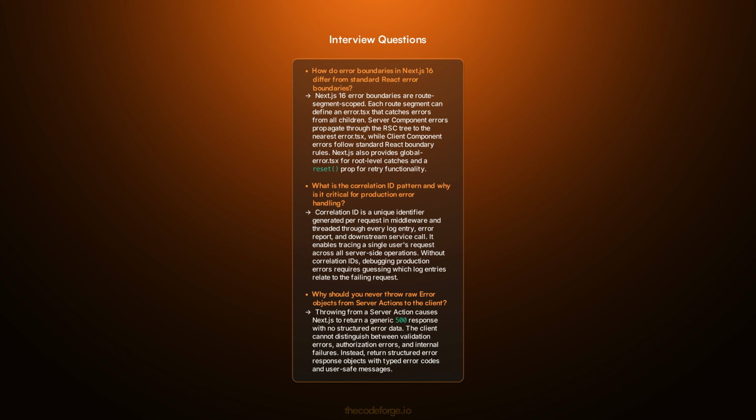What is the correlation ID pattern, and why is it critical for production error handling? A correlation ID is a unique identifier generated per request in middleware and threaded through every log entry, error report, and downstream service call. It enables tracing a single user's request across all server-side operations. Without correlation IDs, debugging production errors requires guessing which log entries relate to the failing request.